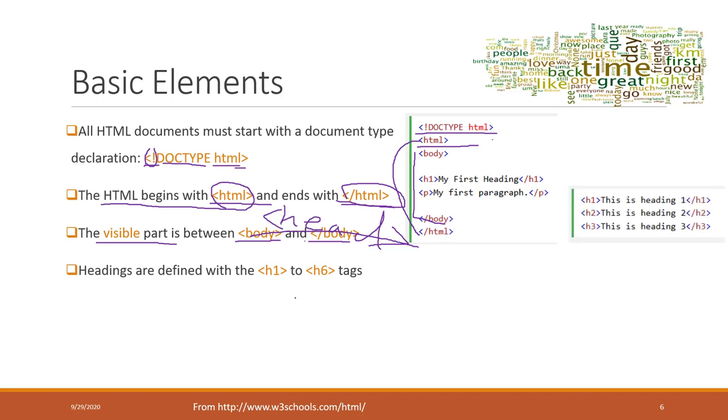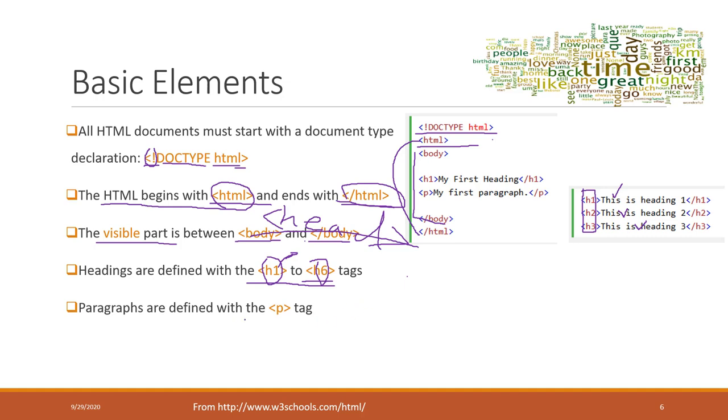We can also define the headlines by using the h tag. So h tags define the headings, from H1 to H6. H1 is the top level, H2 is the next level, following H1, and so on until H6, which is the lowest level of the headings. So here you can see H1 to H3. That is the top level, that is the second level, and that is the third level of headings.